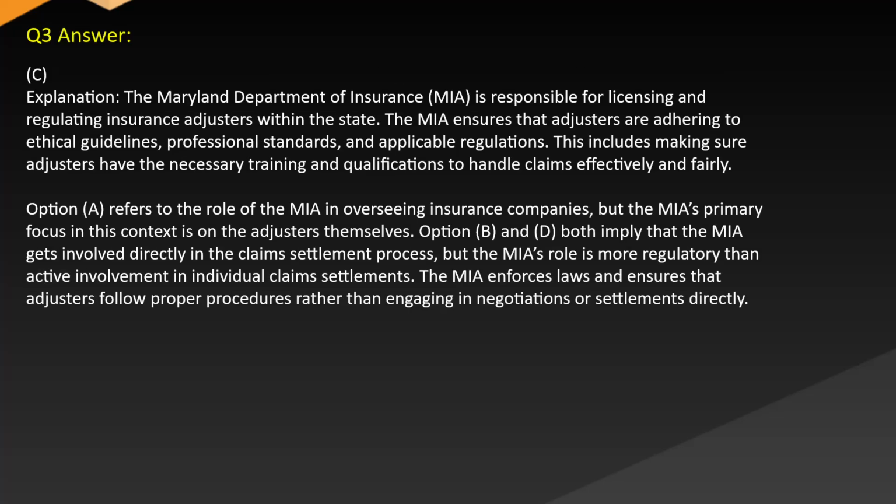Answer C. Explanation. The Maryland Department of Insurance, MIA, is responsible for licensing and regulating insurance adjusters within the state. The MIA ensures that adjusters are adhering to ethical guidelines, professional standards, and applicable regulations. This includes making sure adjusters have the necessary training and qualifications to handle claims effectively and fairly. Option A refers to the role of the MIA in overseeing insurance companies, but the MIA's primary focus in this context is on the adjusters themselves.